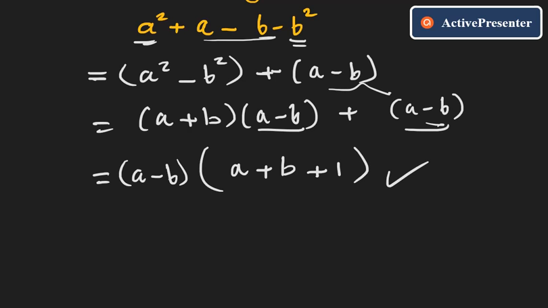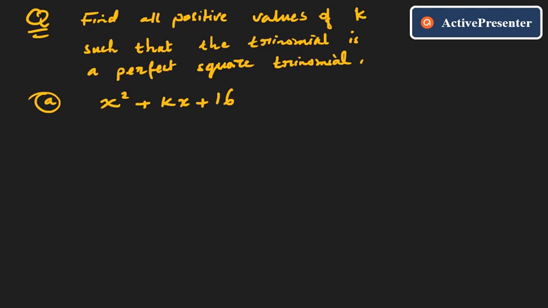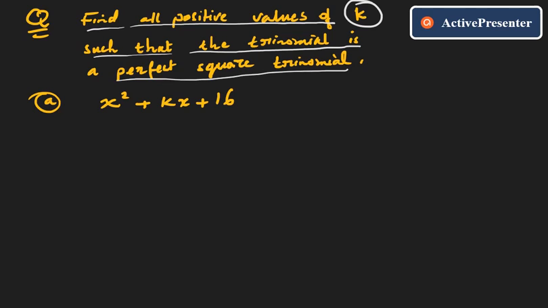Another question: suppose I have a question that says find all positive values of k such that the trinomial is a perfect square trinomial. This is the trinomial, x squared plus k multiplied in x plus 16. So we would like to find what is k, such that this trinomial is a perfect square trinomial. How to figure this out?